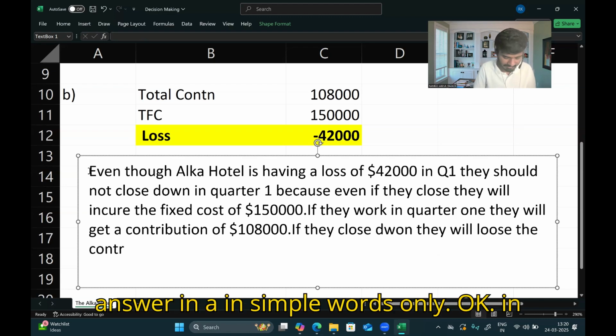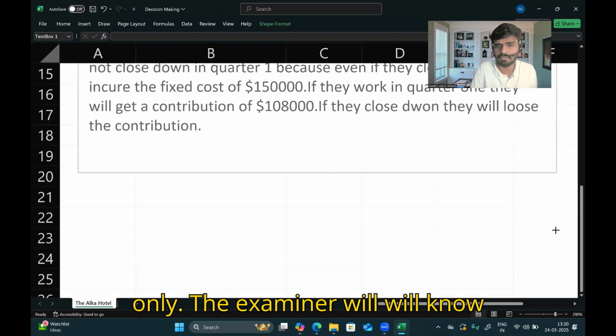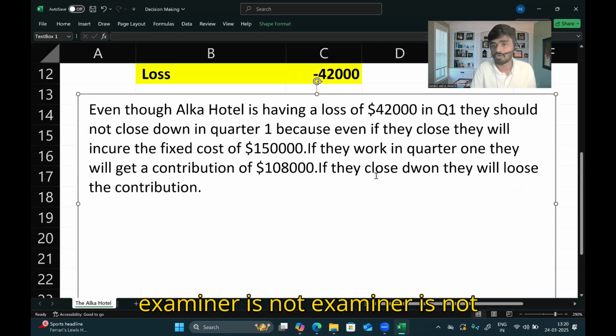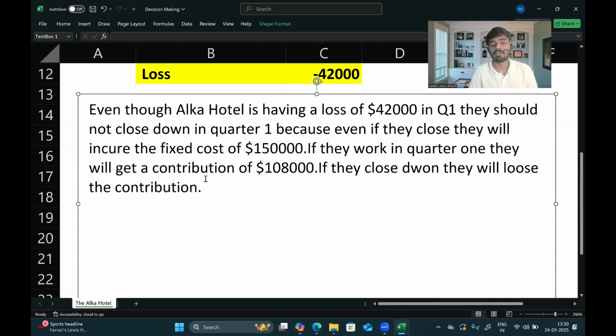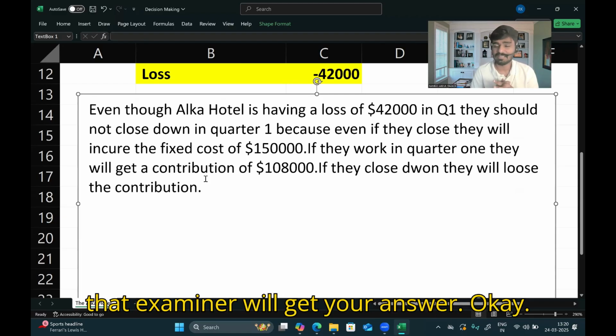So I have written the answer in simple words only. You can also follow the same. You can just write in simple words only. The examiner doesn't want you to write in a tough paragraph. You can simply write down the answer. You need to make sure that the examiner will get your answer.